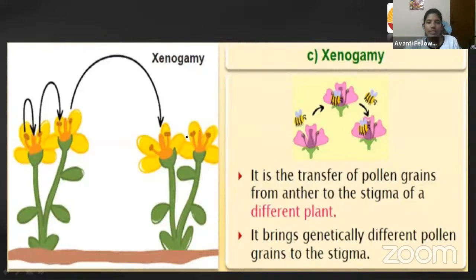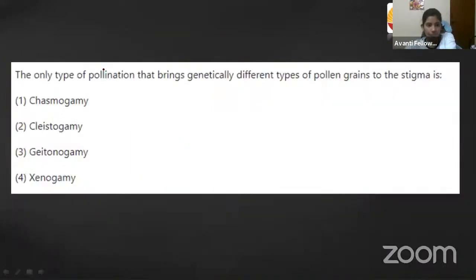If you understand, let me ask you a question. The only type of pollination that brings genetically different types of pollen grains to the stigma is: chasmogamy, cleistogamy, geitonogamy, or xenogamy?